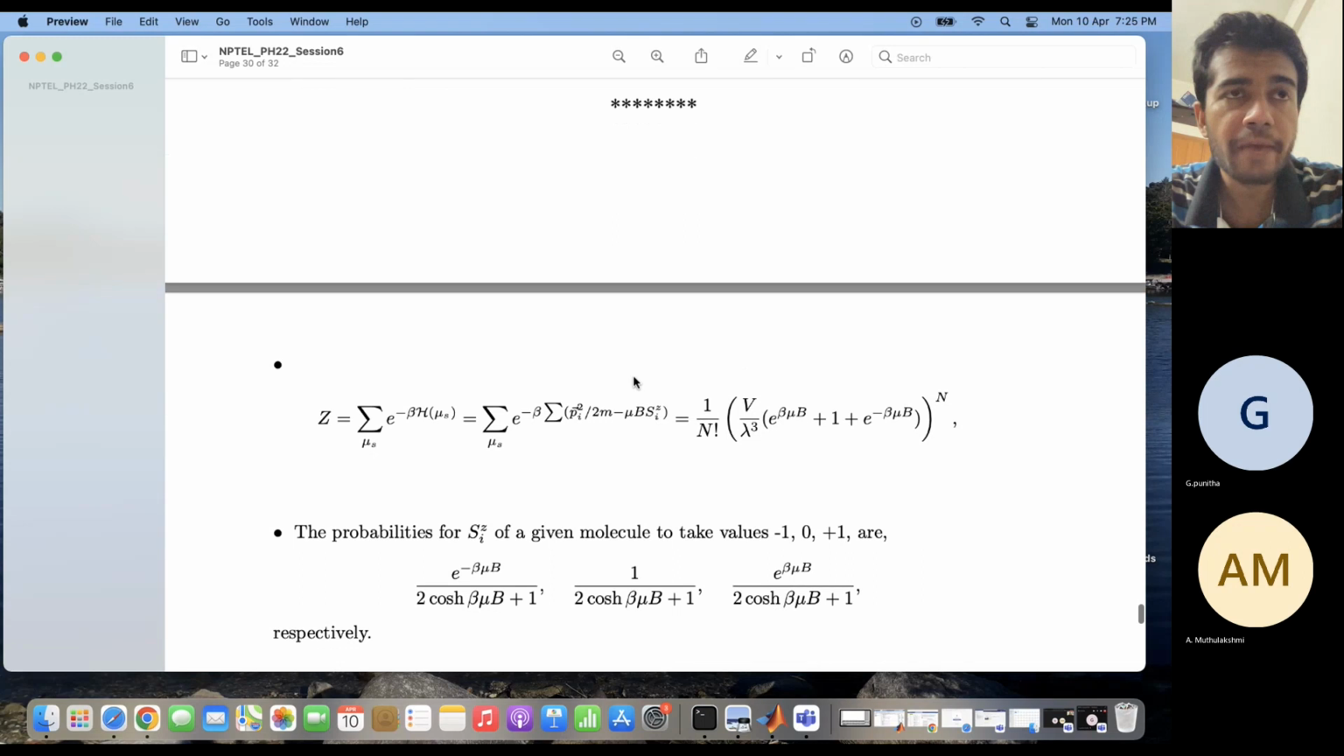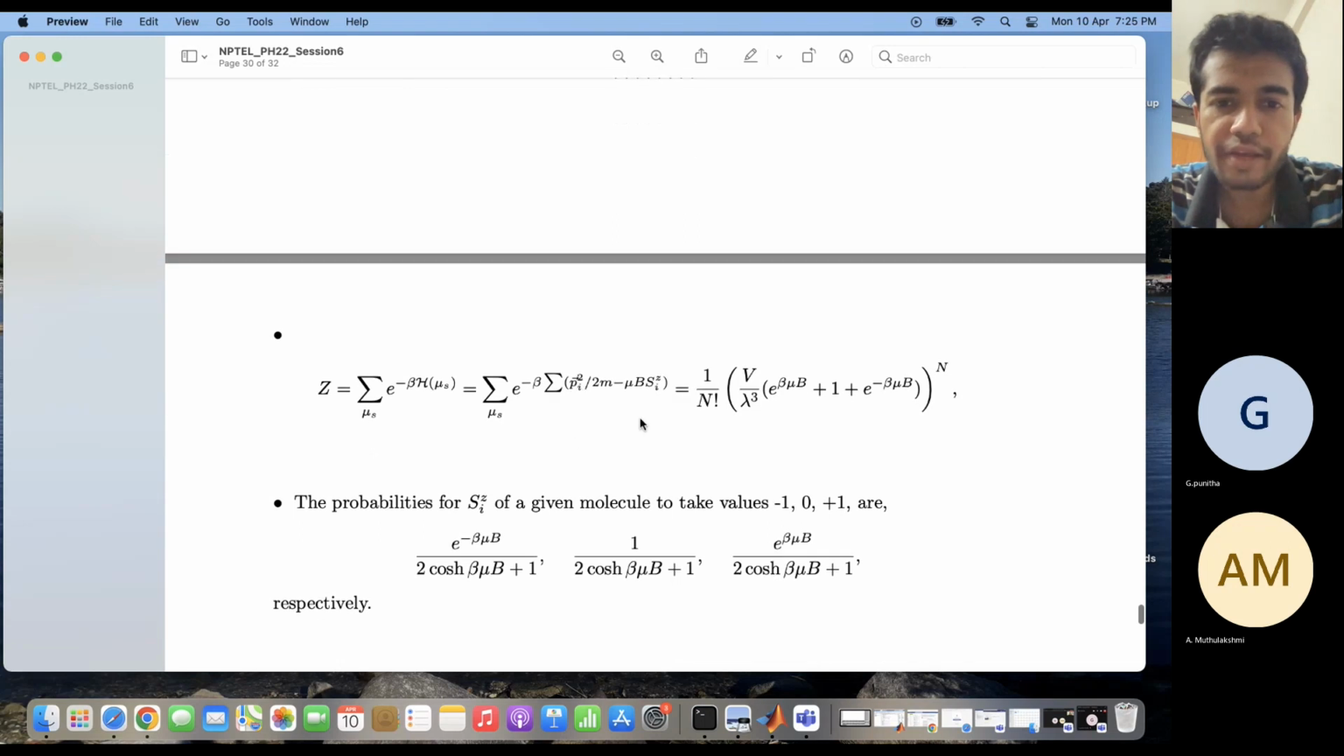And then there are the N spins, which gives me a summation over m going from -1 to +1 of e to the power of minus mu beta m b, and there are N such summations, a product of N such summations. If I do that, I get this term, e to the power beta mu b plus 1 plus e to the power minus beta mu b, whole to the power N, and combining all these things, I get the partition function.